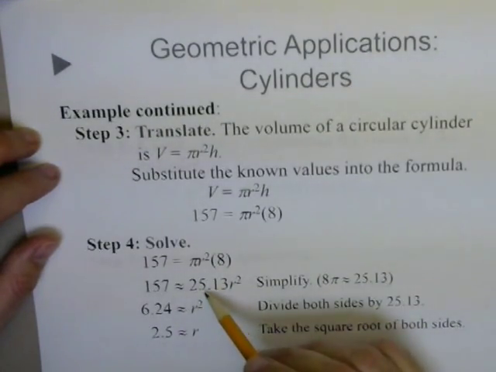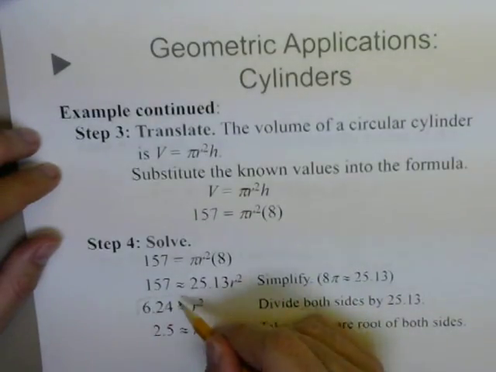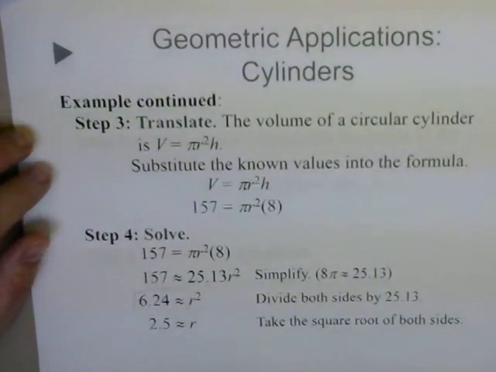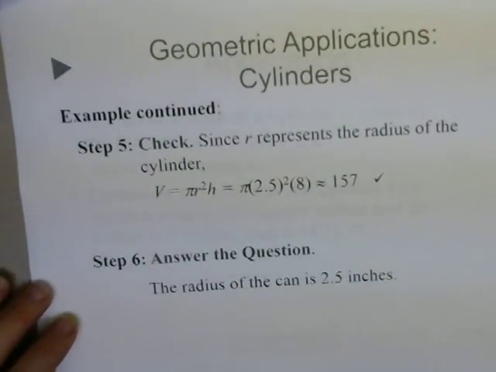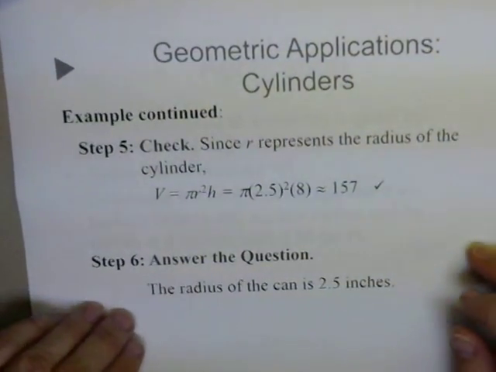So divide both sides by 25.13, and then take the square root of both sides. The square root of 6.24 is about 2.5. So in that case, the answer would be about 2.5 inches. And again, you can always check that by plugging that in.